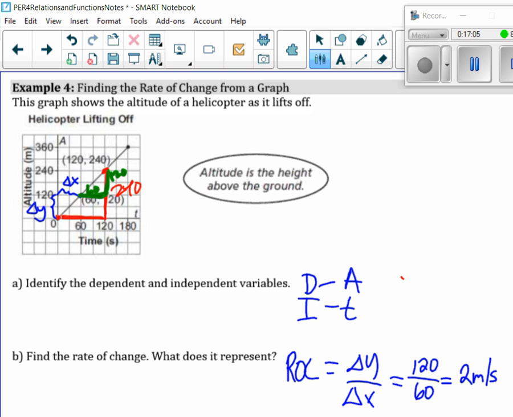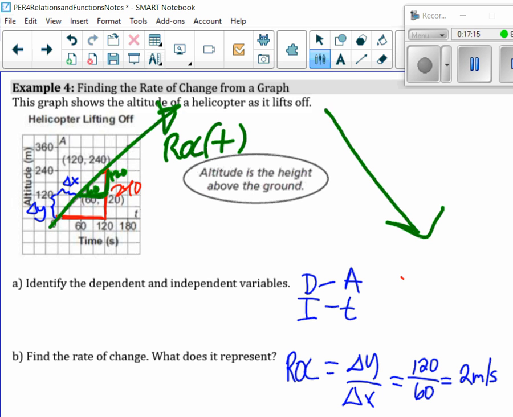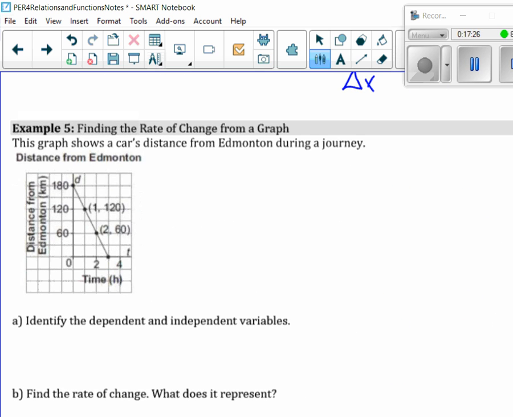Okay? By the way, if the line is going up to the right, my rate of change means it is positive. If it's going down, that means it's decreasing, which means my rate of change is negative. Make sure you put those signs in because those are important, okay? So, oh, look at that. Now it's going down to the right. So guess what our rate of change is going to be? Negative.